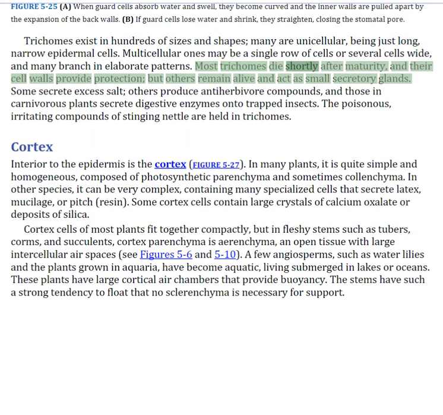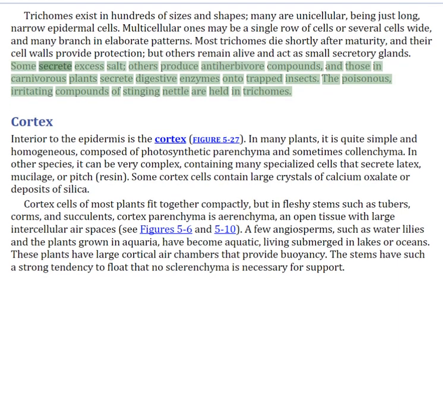Most trichomes die shortly after maturity, and their cell walls provide protection, but others remain alive and act as small secretory glands. Some secrete excess salt, others produce anti-herbivore compounds, and those in carnivorous plants secrete digestive enzymes onto trapped insects. The poisonous, irritating compounds of stinging nettle are held in trichomes.